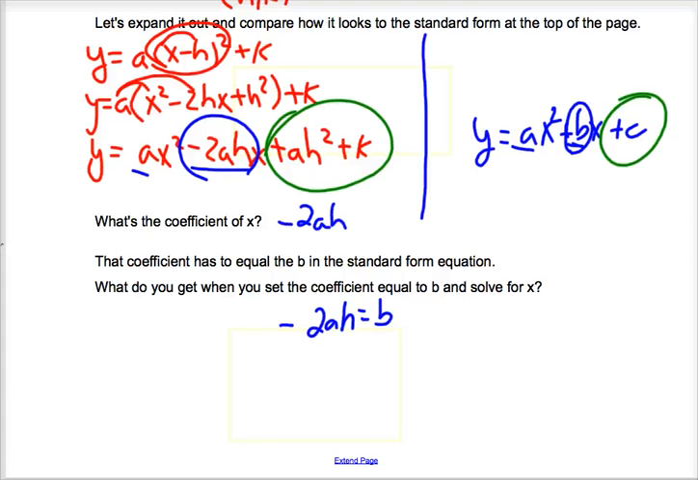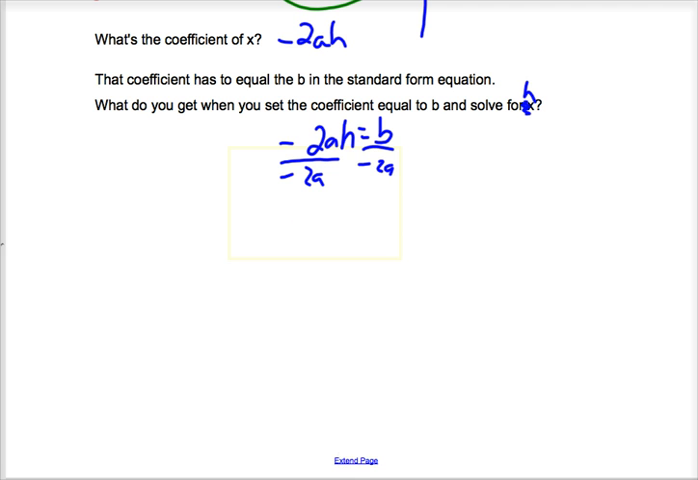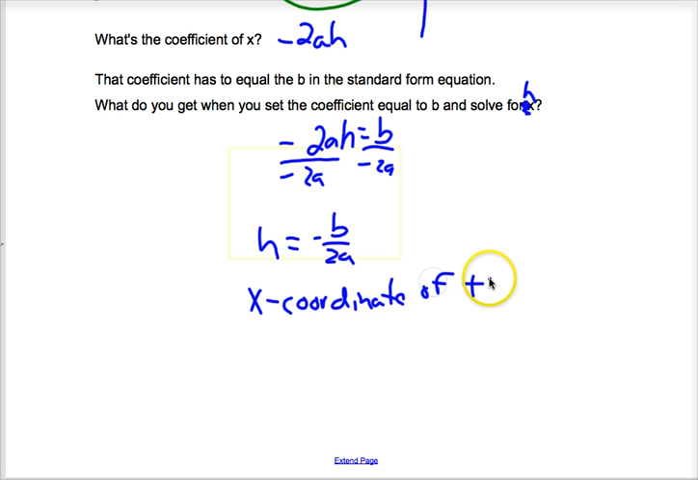Well, what's kind of cool then is if I get h alone here, and I should have put solve for h right here. I got to fix that in my notes. If I get h alone, I divide by negative 2a. I find out that h is the same thing as negative b over 2a. And remember, that's the x coordinate of the vertex.